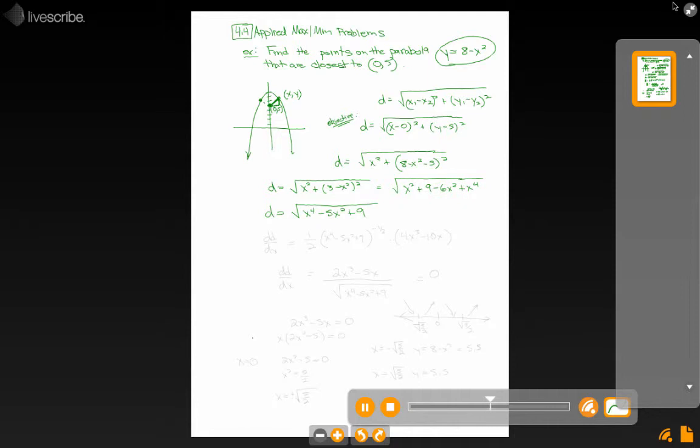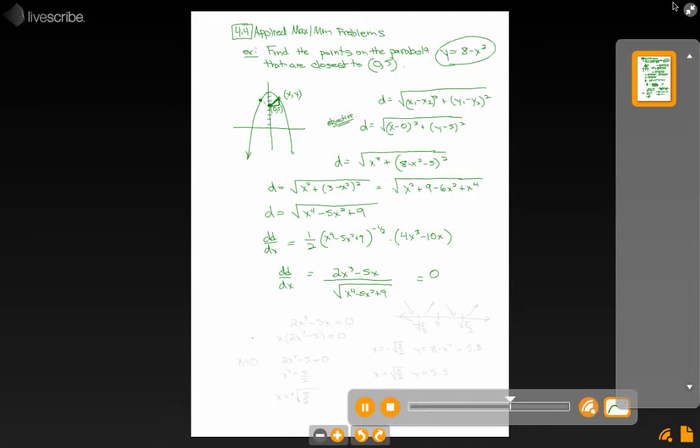We're trying to find the minimum, so I need the derivative of that, dD/dx, equals 1/2 times x to the 4 minus 5x squared plus 9 to the negative 1/2, times the derivative of the inside, 4x cubed minus 10x. Make it look a little bit better by multiplying the half in, and I'm going to have 2x cubed minus 5x over the square root of x to the 4 minus 5x squared plus 9. I want to know when that equals 0.